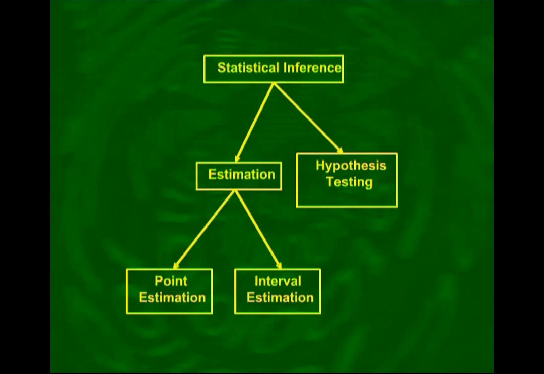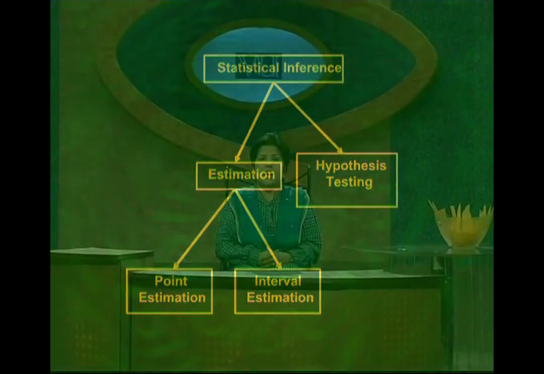The two main areas of statistical inference are estimation and hypothesis testing. Estimation itself can be divided into two types, point estimation and interval estimation. I will be discussing with you, first of all, point estimation, then we'll go on to interval estimation, and after that, we will discuss the other way of doing statistical inference, and that is hypothesis testing.